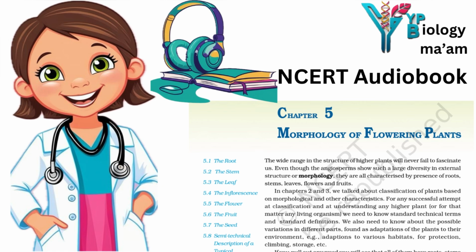5.8 Semi-technical description of a typical flowering plant. Various morphological features are used to describe a flowering plant. The description has to be brief, in simple and scientific language, and presented in a proper sequence. The plant is described beginning with its habit, vegetative characters like root, stem and leaves, and then floral characters, that is inflorescence and flower parts.